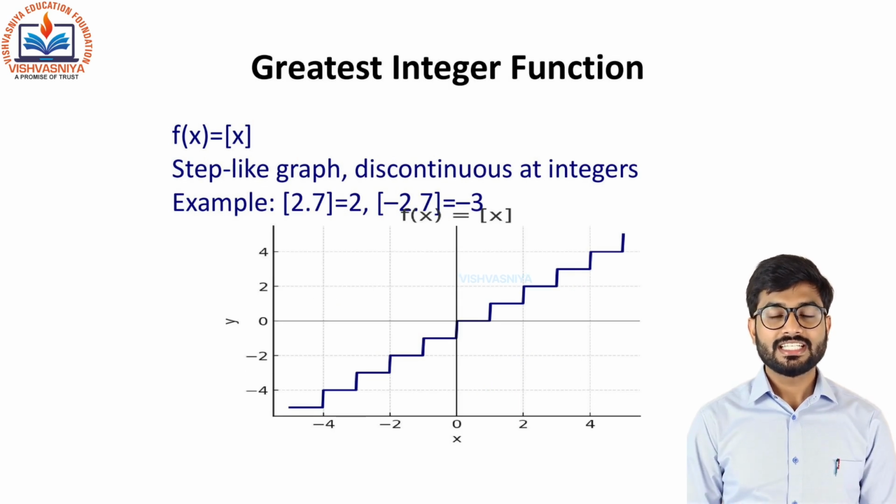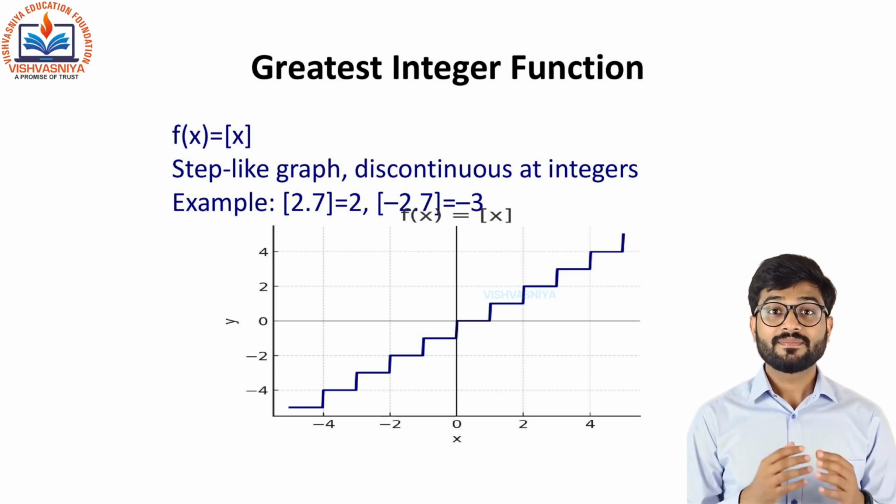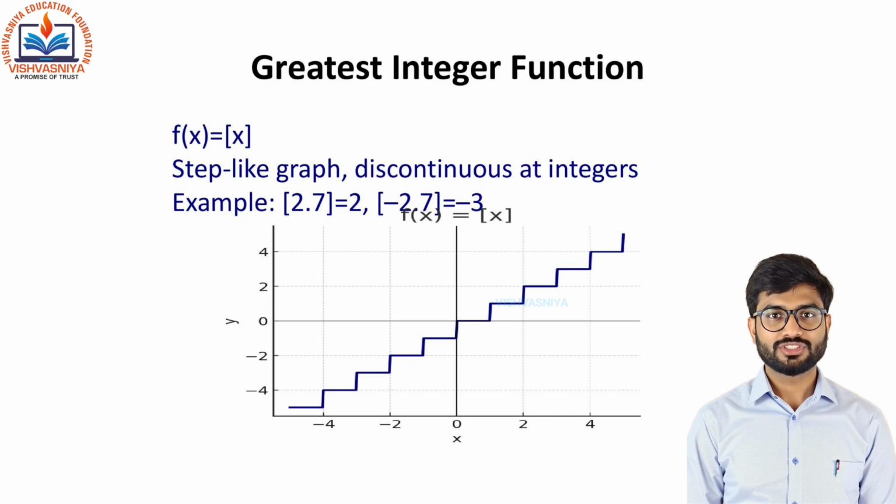Next is the greatest integer function, also called the floor function. It gives the largest integer less than or equal to x. For example, for x equal to 2.7, the value is 2. For x equal to minus 2.7, the value is minus 3. The graph looks like a series of horizontal steps, so we call it a step function.